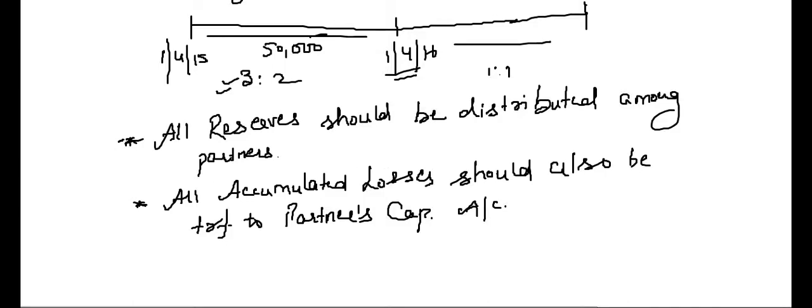Along with the accumulated losses, there is also one more thing, that is deferred revenue expenditure. That is expenditure which is not written off in 1 year, which is to be written off over a period of time. Clear? So it says all the reserves should be distributed among partners. All the accumulated losses or the deferred revenue expenditure should also be transferred to partners' capital accounts.